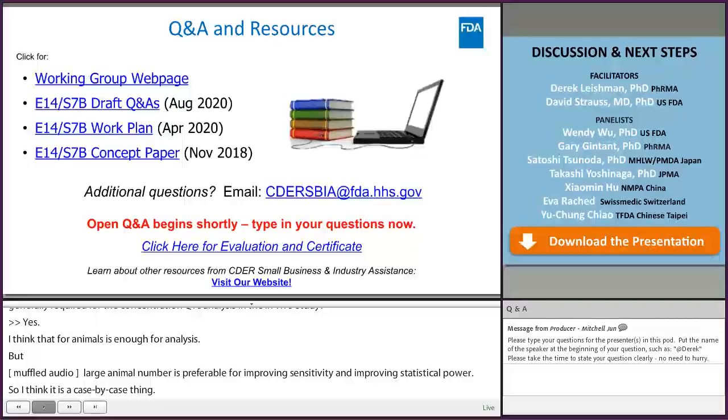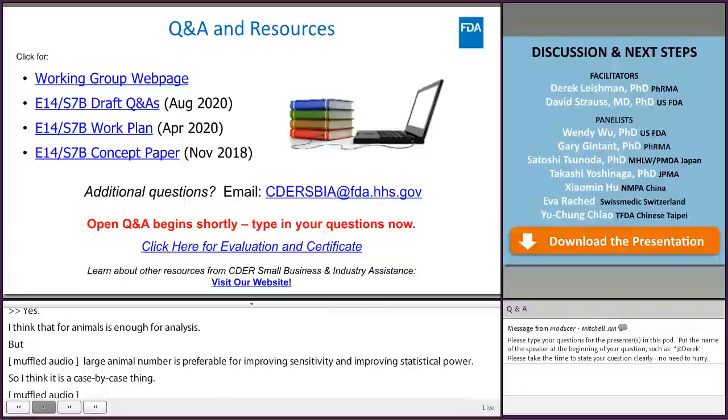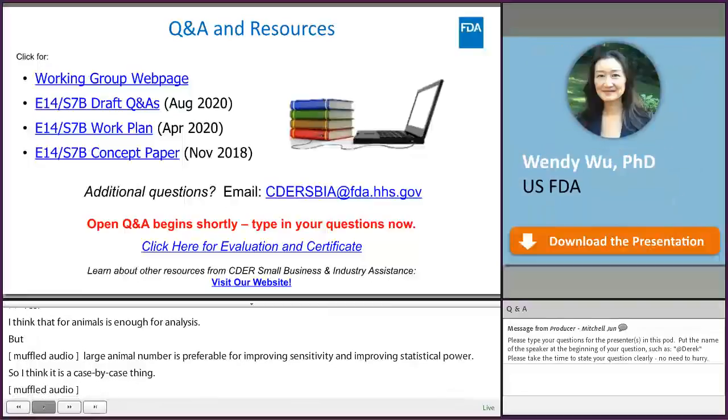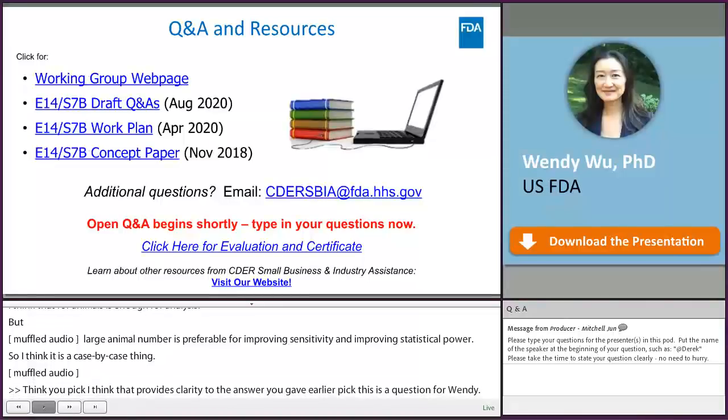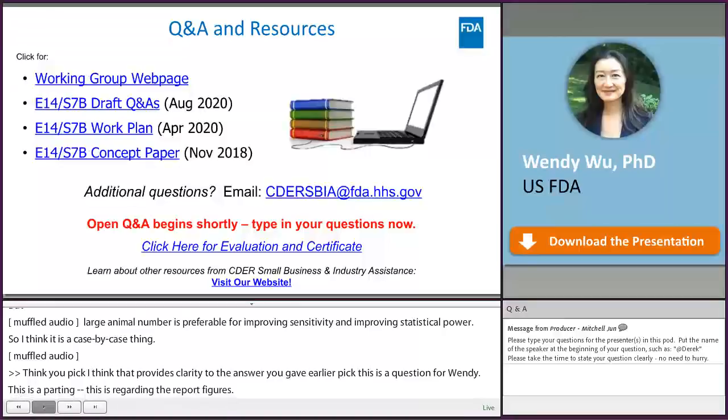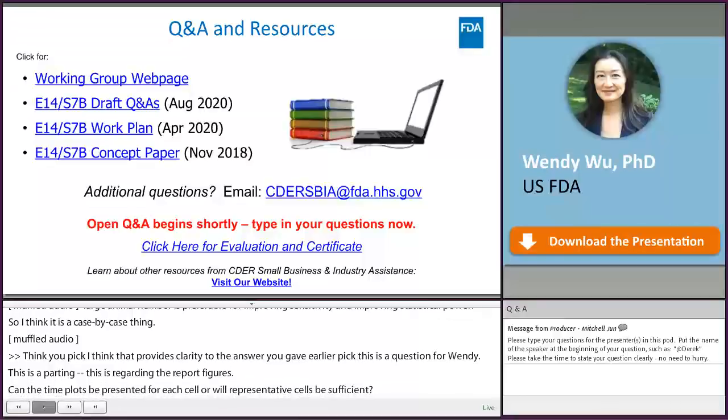This is a question for Wendy, and this is regarding the report figures. So is the expectation that the current time, the input resistance time and the holding current time plots be presented for each cell, or will representative cells be considered sufficient? Thank you for the question. This is an important question, and yes, it is expected or recommended for each cell.